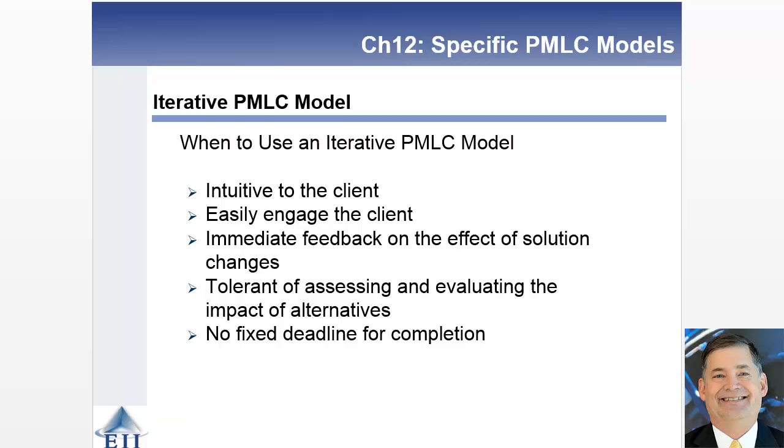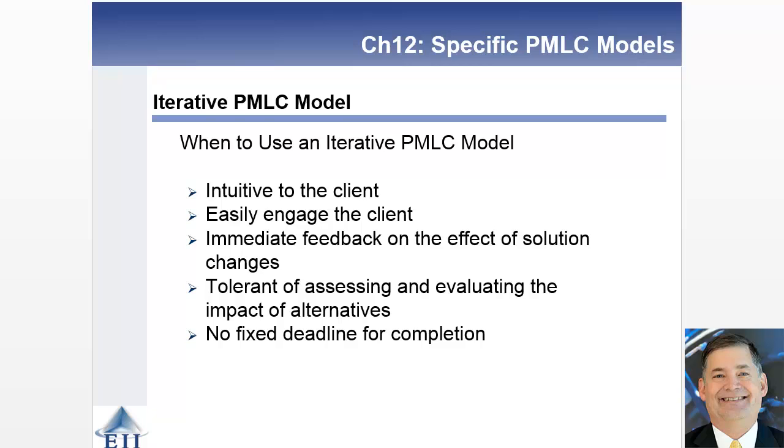All right, so when do you use this, or why do you use this? Well, it's intuitive for the client what you're trying to do. You're getting lots of feedback on the effect of those changes. It's easy to get that client involved in the project and making choices, very tolerant of learning taking place. The challenge is there's no fixed deadline on completion sometimes, and so these projects can stretch out if you're not disciplined in terms of closing out projects. In other words, they could lead on to the project that never ends.